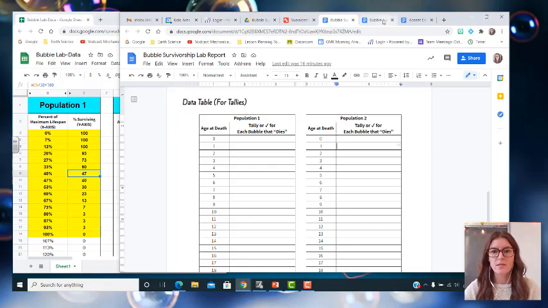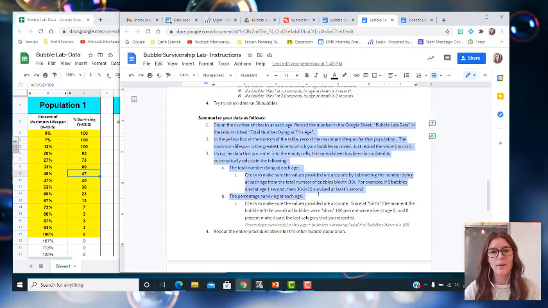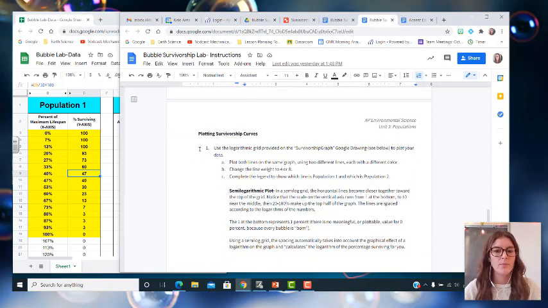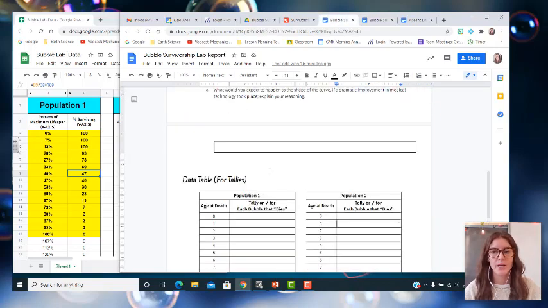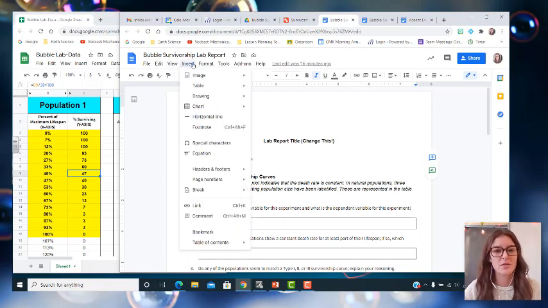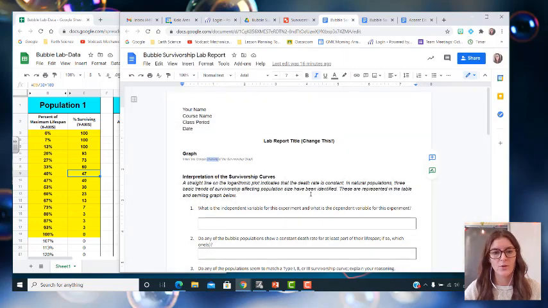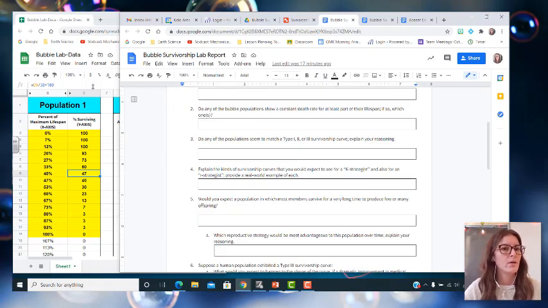Now, once you're finished with that, please make sure that, you know, I'm giving you these instructions, but you can go ahead and read through the instructions that are typed out on your lab. The instructions are there for your semi-log plotting as well. And then don't forget that your lab report is going to consist of your graph that you just need to insert. Just go to insert and then drawing, and then go ahead and find that survivorship graph that you had created. Okay. And then don't forget to answer the questions using complete sentences. All right. Let me know if you have any questions.